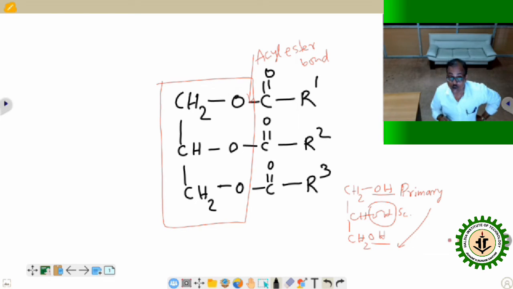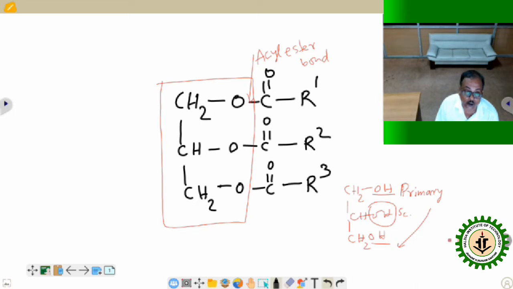So fatty acids themselves determine the property of the edible lipid. Glycerol has no role in determining the property of the triglyceride. Glycerol only binds these fatty acids to produce the triglyceride.